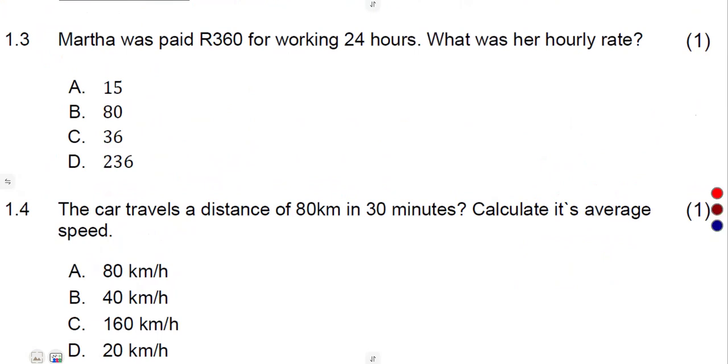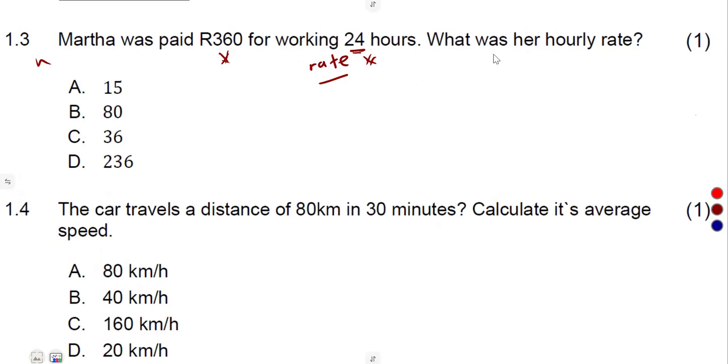1.3, we are given that Martha was paid 360 Rand for working 24 hours. We are given something, the money that was paid compared to hours, two quantities. This is a rate that we are working with. Money, then there is hours, two different quantities. So we consider a rate per unit.